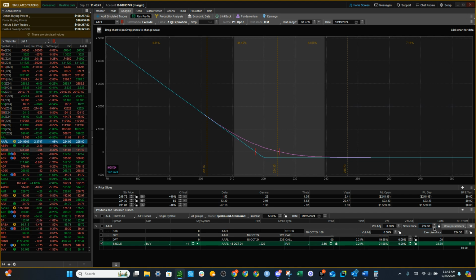So always, these are all theoretical numbers. So just make sure you don't live with these. Read these with a grain of salt here, because this is not how your actual P&L is going to move. It will be completely different. But this is just theoretical stuff.